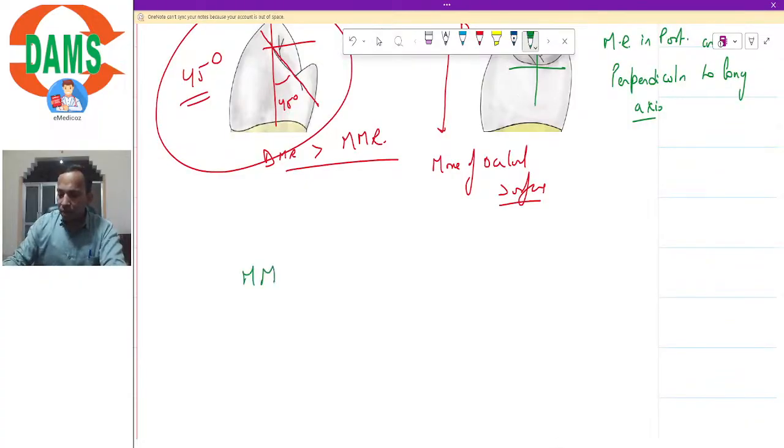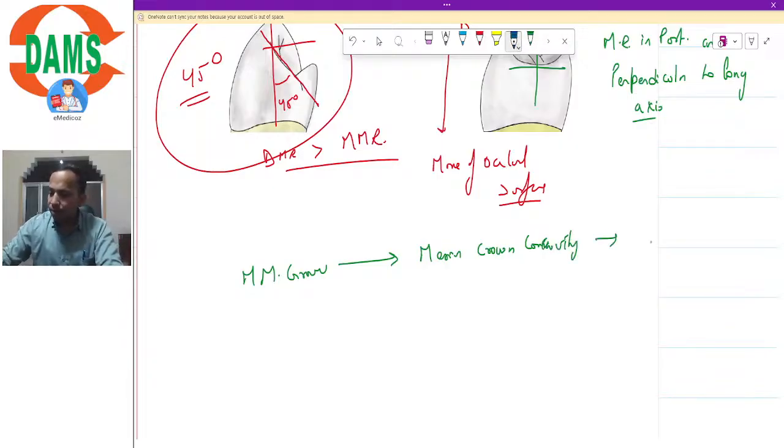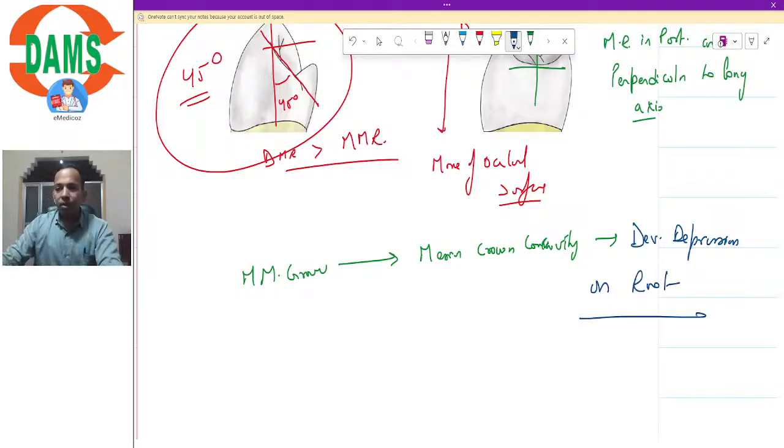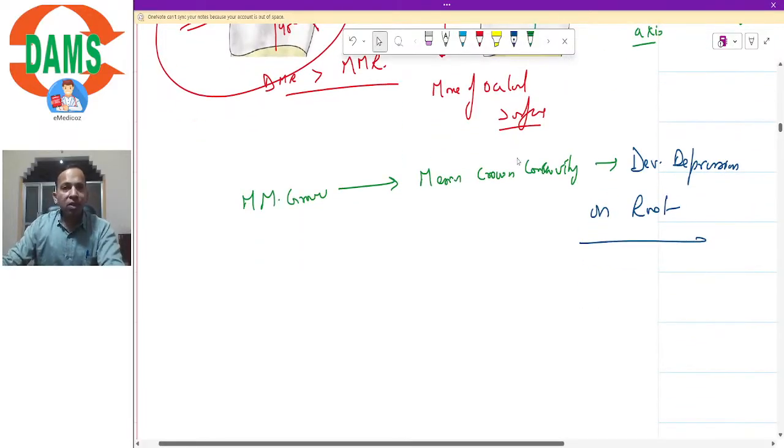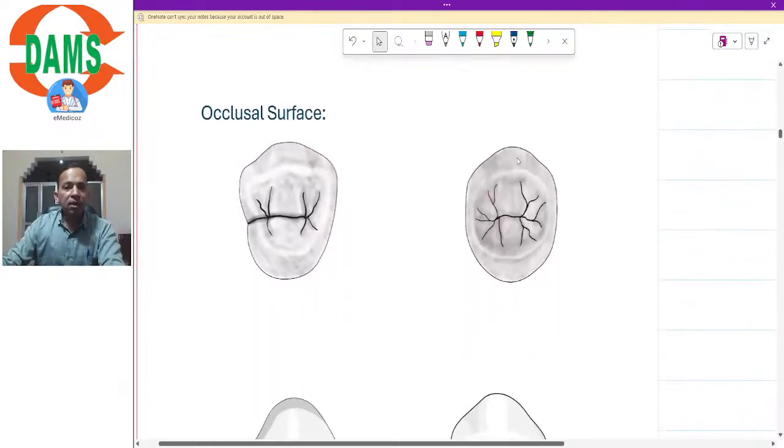So the mesial marginal groove continues to the mesial crown concavity, which continues on to the developmental depression on the root. So let's go to the next feature, which is the occlusal surface.